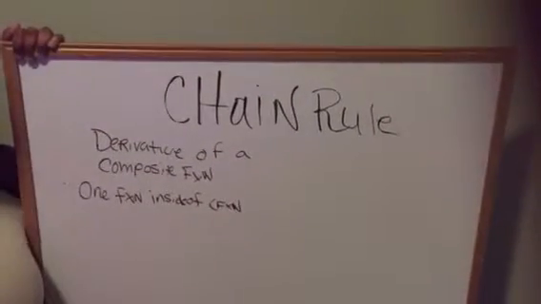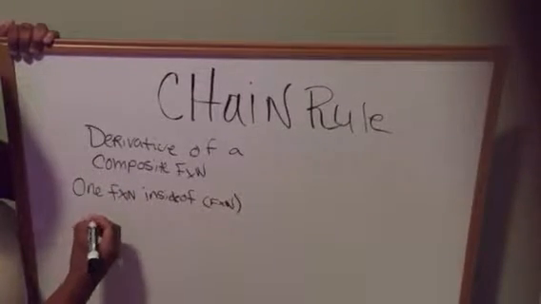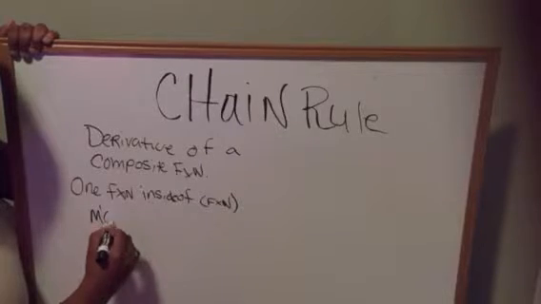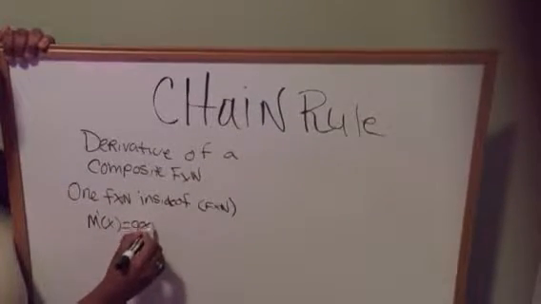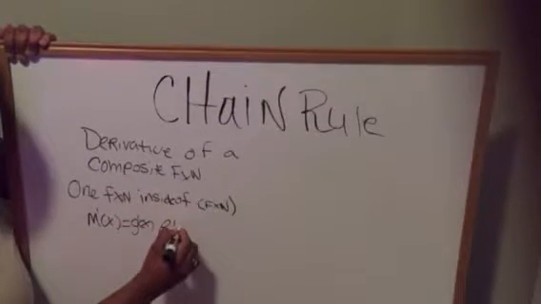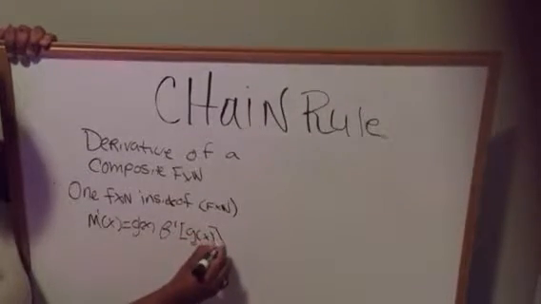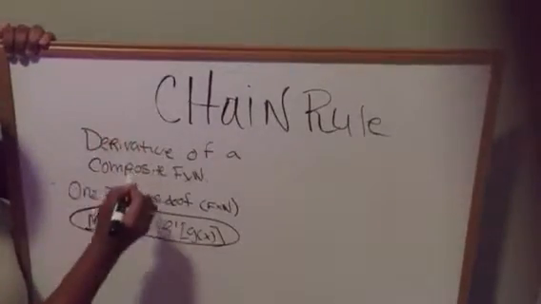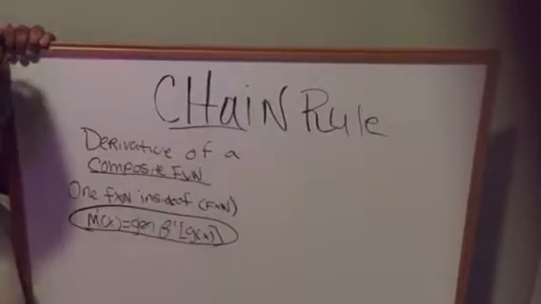Okay, and we can represent this by using the notation of a composite function, which is m prime of x equals g prime of x times f prime of g of x, and we can use that to notate the composite function and the chain rule.